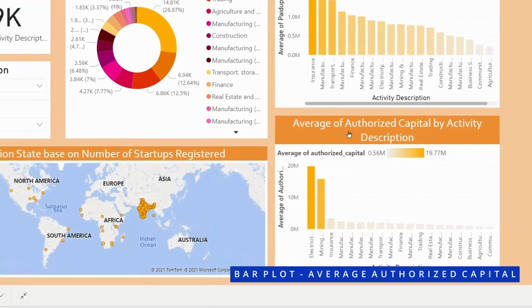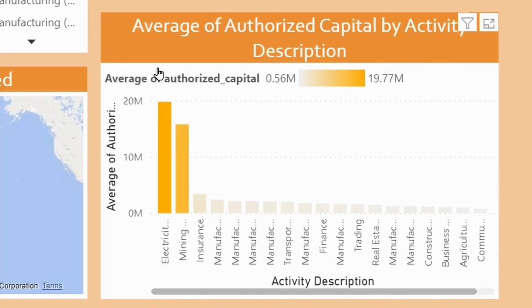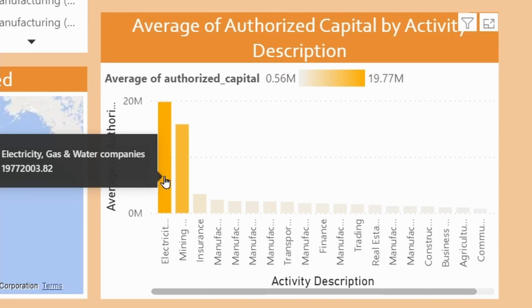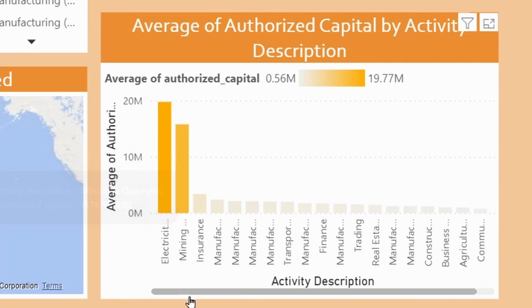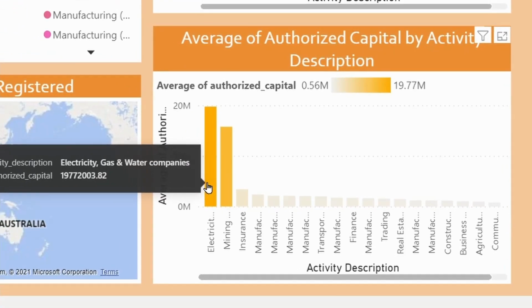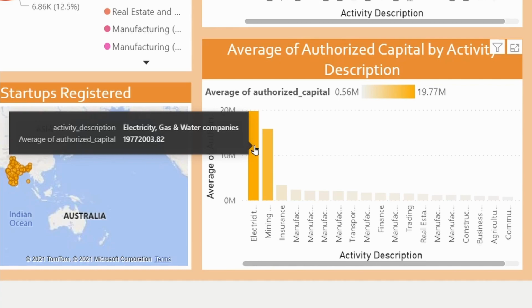So let's continue to the last plot right here. That is another bar plot, but this bar plot is the authorized capital that these companies can get from their shares, or from the people that are investing in these companies. As you can see, the highest right here is electricity, gas, and water companies, and here is mining and quarrying. So I am assuming that this value is high because these are basic services for people, so you can invest a lot in that.